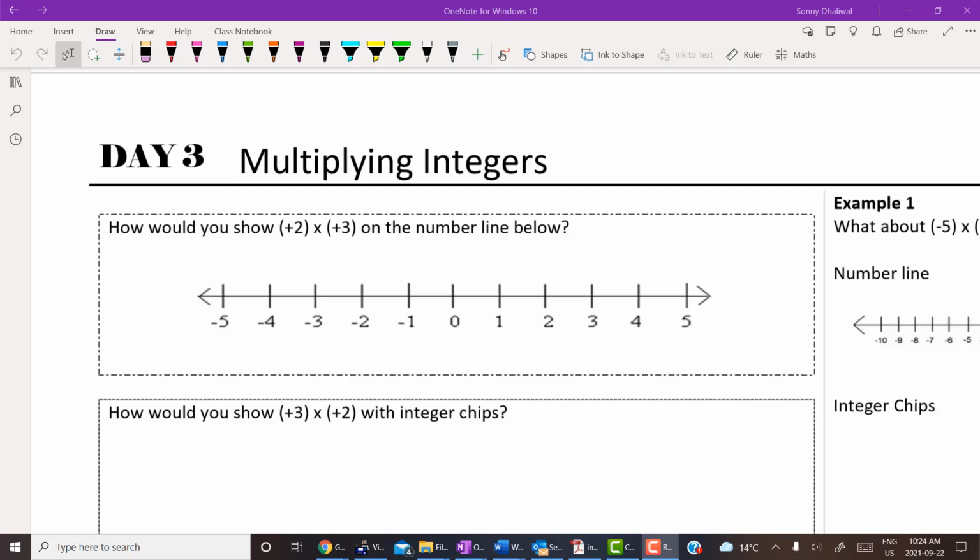Okay, so the goal for this chapter is how you do all the different math operations with numbers, integers, right? So we looked at adding and subtracting. In the first day, we looked at comparing things with inequalities, which one's bigger, which one's smaller, right? And today, we're going to look at simply multiplying, okay?